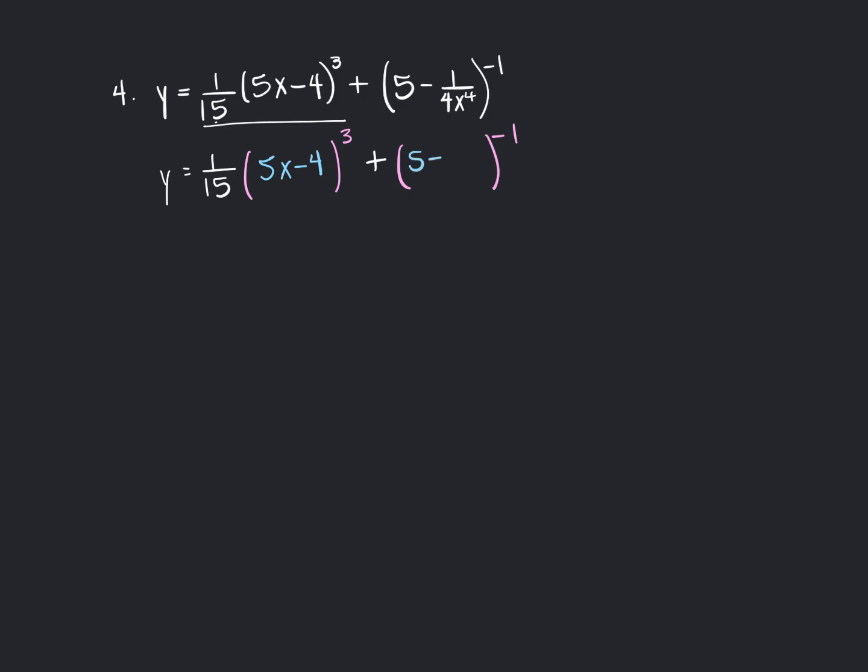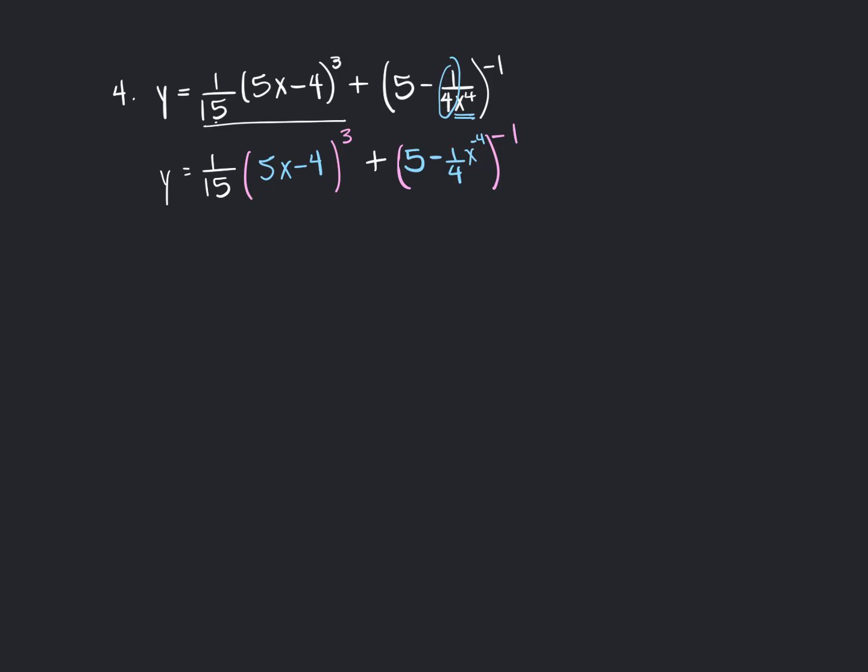5 minus. Now here, when I get to where I'm having to take the derivative of 1 over 4x to the 4th, it's going to be better for me if I rewrite x to the 4th with a negative exponent. So I'm going to write this as 5, because that looks like an S, doesn't it? 5's and S's. 5 minus 1/4, okay, because we can look at this as a constant multiplier, and then I'm going to have x to the negative 4, okay?